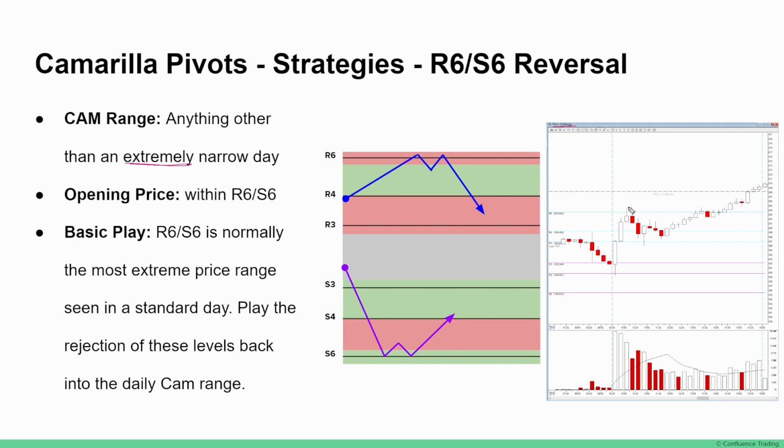Got a 15-minute chart here. You can see that price broke out of R4, went up, formed this inverted 15-minute candle, and then rejected back down. And this would have been plenty of move for you to get good partials and good profit. So that's an example of the R6, S6 reversal, and that's the final CAM strategy that we'll go over today.